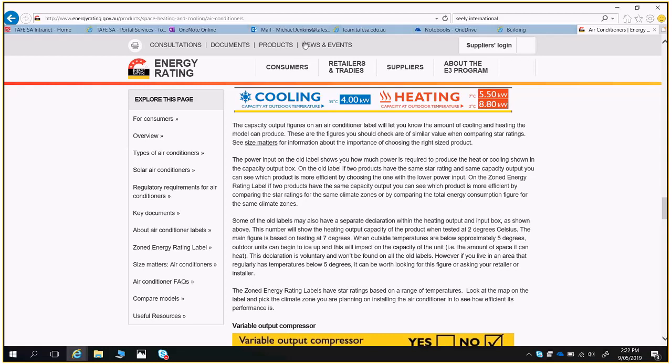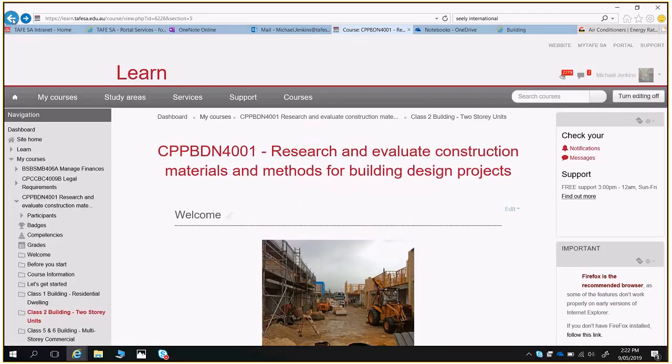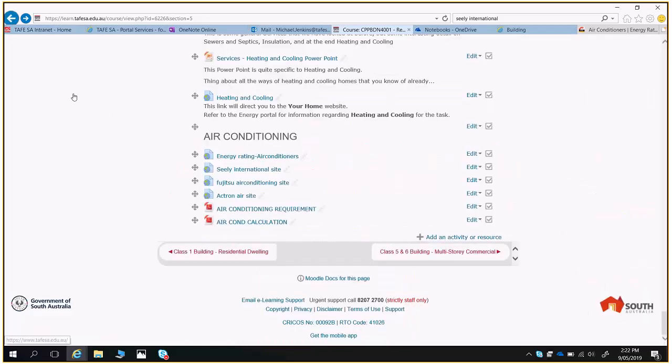I'm just compiling this quick video in regards to the air conditioning component for task 2 for the multi-residential unit air conditioning section in that.